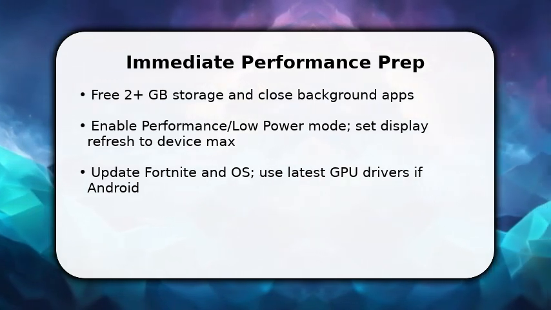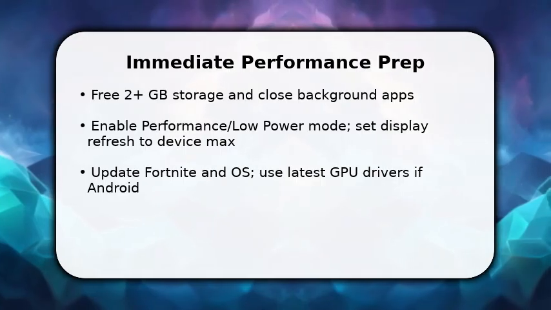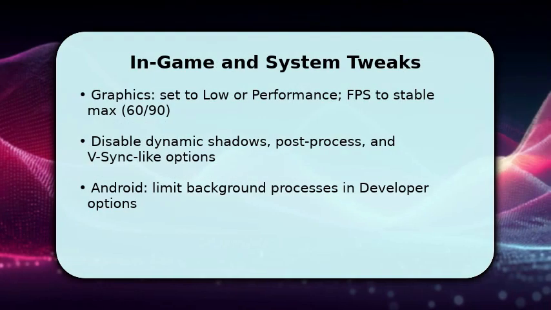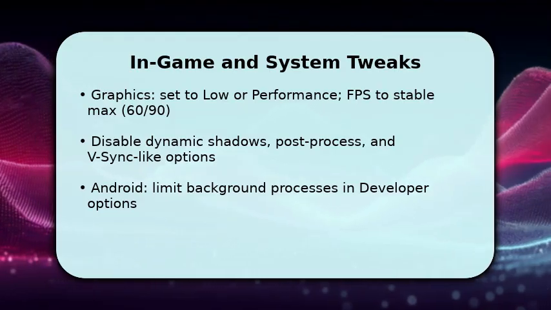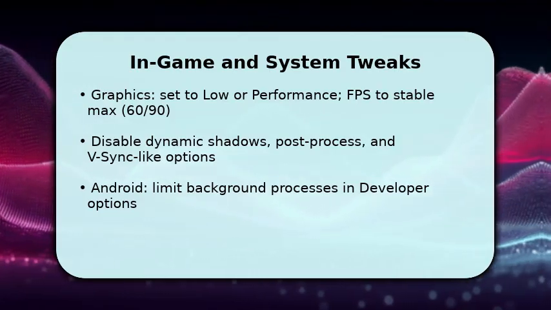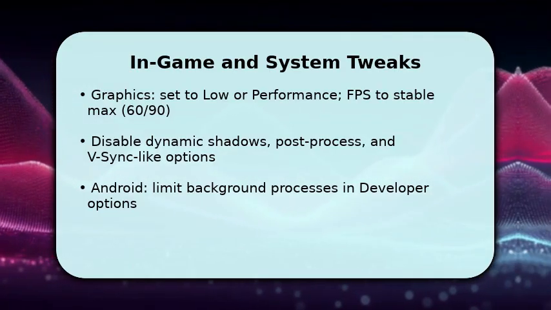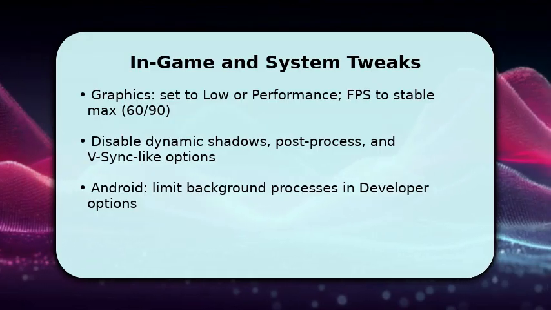You now tune Fortnite's internal profile. Pick low or performance quality and set FPS to the highest stable value your device can maintain, usually 60 or 90. Then turn off dynamic shadows, heavy post-processing, and any VSync equivalents to cut GPU load.